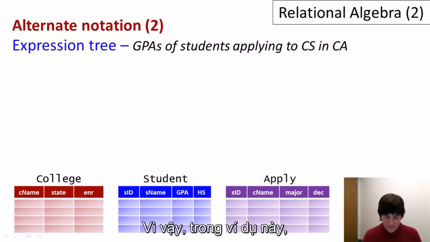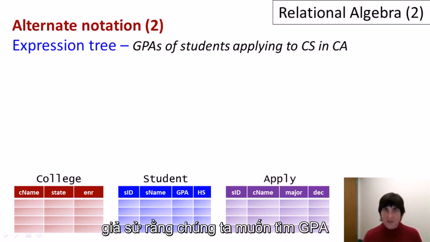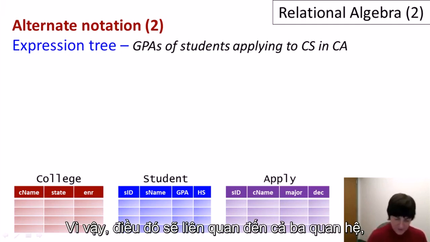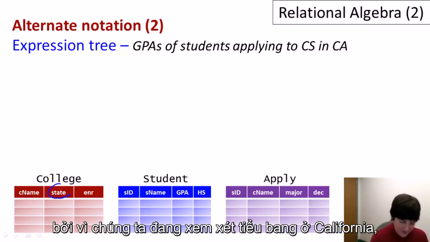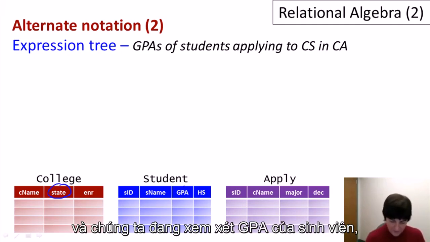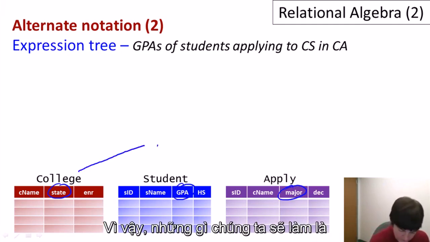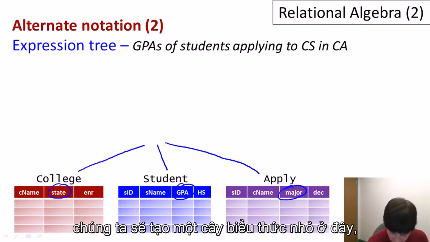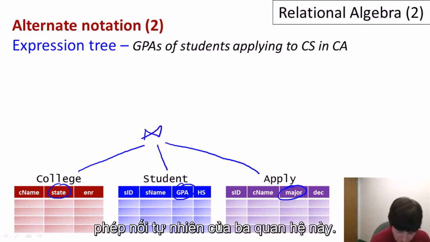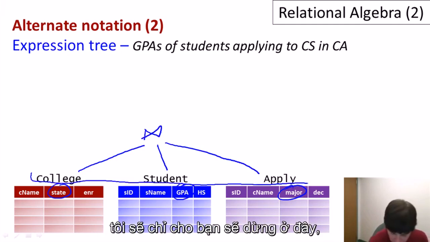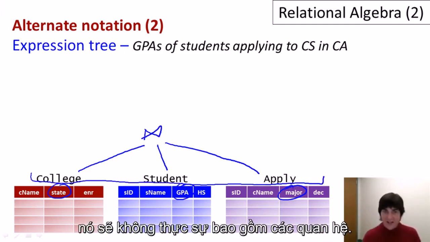So for this example, let's suppose that we want to find the GPAs of students who are applying to CS in California. So that's going to involve all three relations, because we're looking at the state is in California, and we're looking at the student GPAs, and we're looking at them applying to CS. So what we're going to do is make a little tree notation here where we're going to first do the natural join of these three relations. So technically, the expression I'm going to show you is going to stop down here. It's not going to actually have the tables.